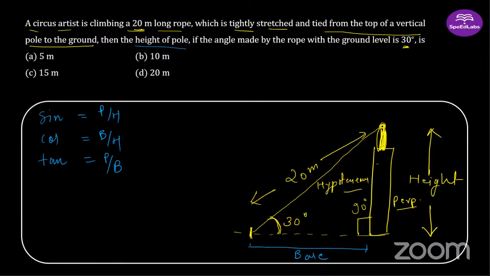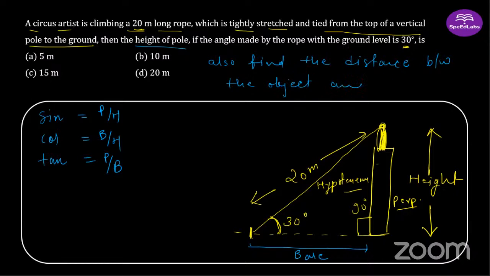Yeah, definitely. And adding to this question, like you asked why we didn't take the base. If one more question was added here, also find the distance, and they would have given the measurement of the base and not given the measurement of the hypotenuse, then it would be a bit different. Then it would be tan, which is P by B. Either cos or tan we would have used. Adding to this question, we also find the distance between the object and the base of the pole. In that case, we would use cos also.